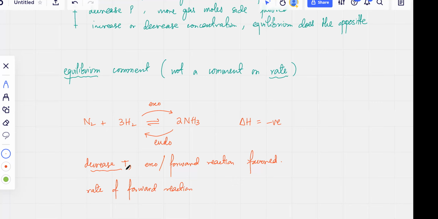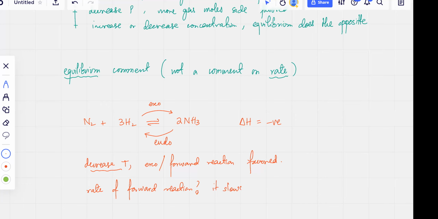Remember, now I'm specifically not asking about equilibrium. I'm asking about the rate of reaction. What happens when you decrease temperature? The reaction slows down. Yeah. Any reaction slows down, whether it's the forward or the backward reaction. Molecules lose kinetic energy, they travel slower, so they're going to lose speed. So if I ask you what happens to the rate of forward reaction, it slows down.